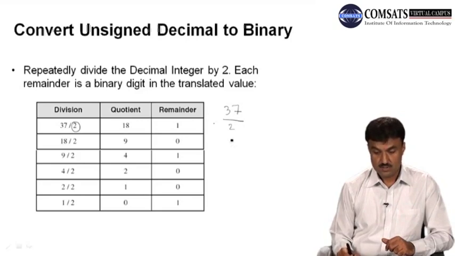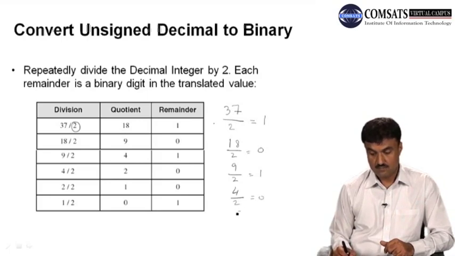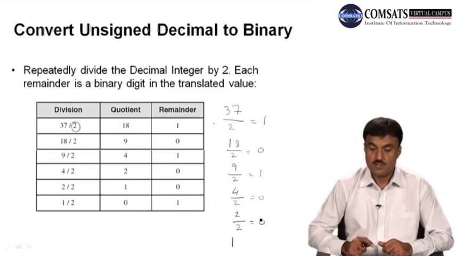So 37 divided by 2, the quotient is 18, and we have remainder 1 here. 18 divided by 2 gives remainder 0, and quotient 9. 9 divided by 2, we have remainder 1 here, and quotient is 4. 4 divided by 2 we have remainder 0 here, and quotient is 2, and we divide by 2 here, we have quotient 1, and remainder is 0.